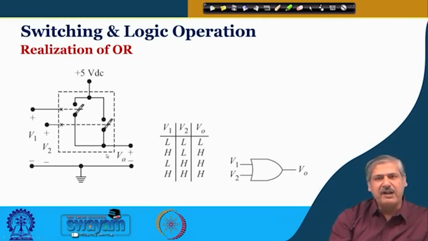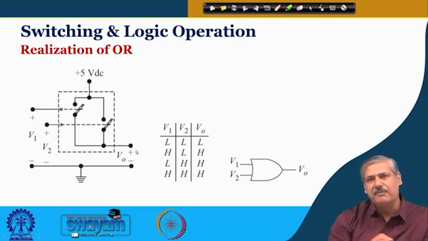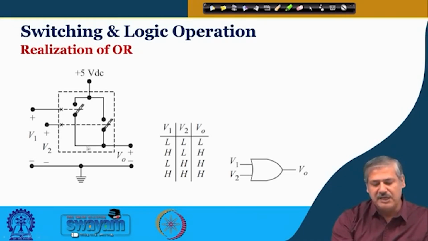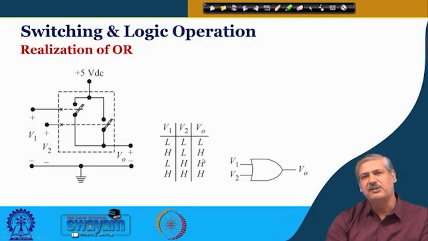In this case, since they are parallel, with any one of them high, the switch gets closed and the path will be available, 5 volt will get a path to the output and V0 will be high. Only when both of them are low, then 5 volt does not get any path to the output. So, this is the corresponding truth table that we can see.